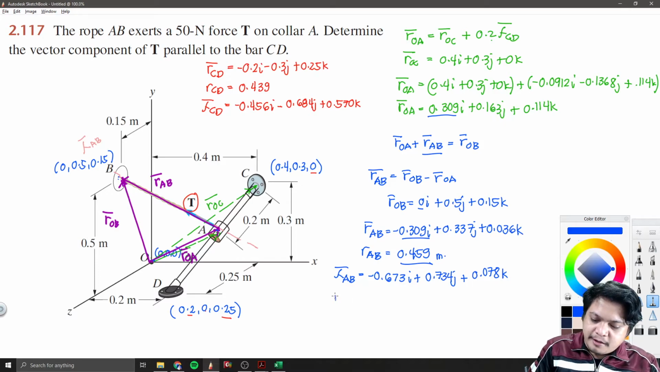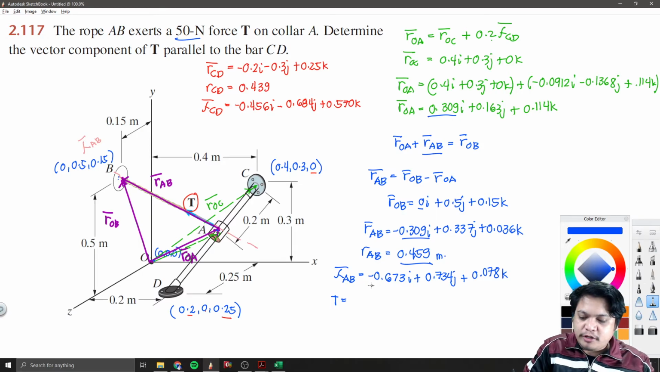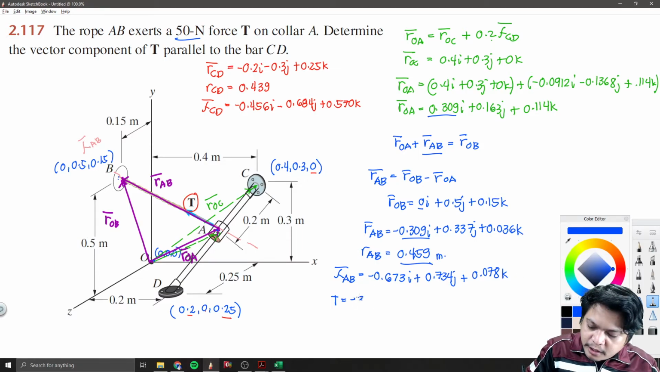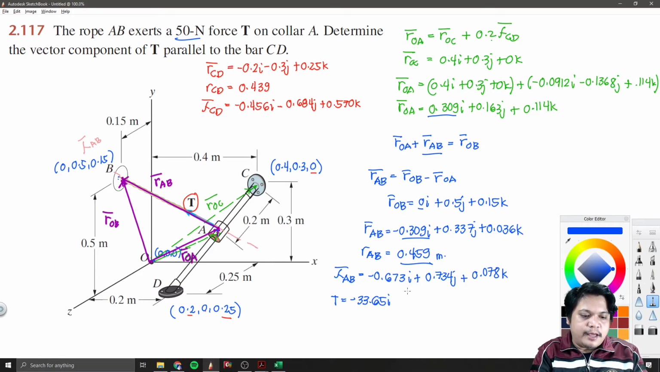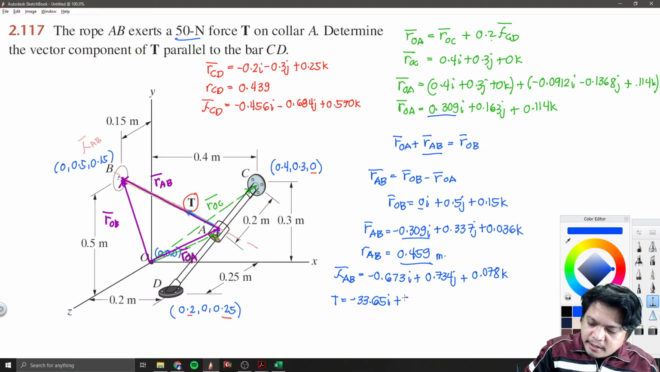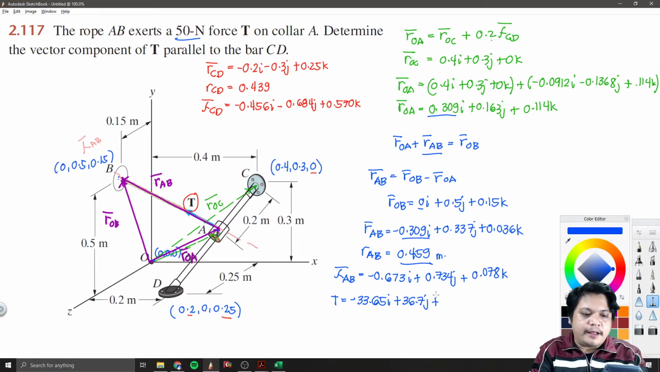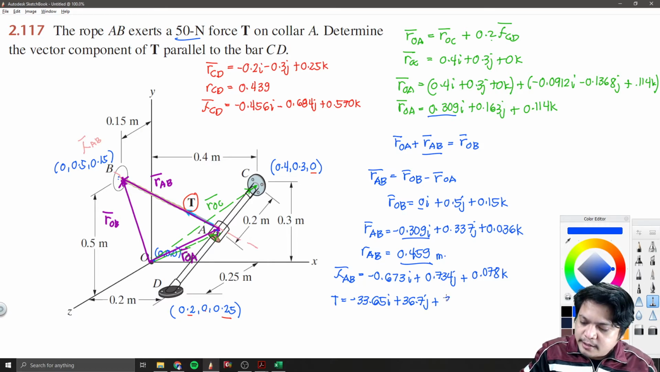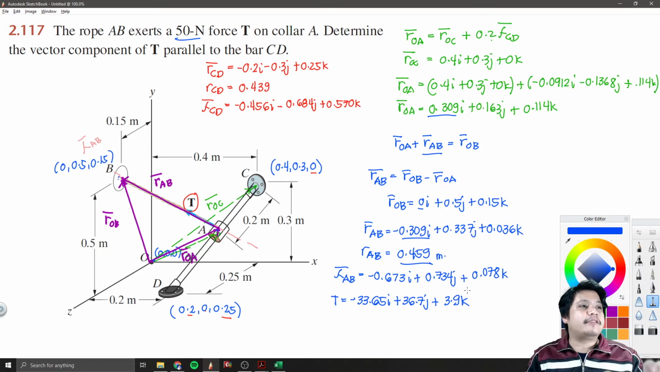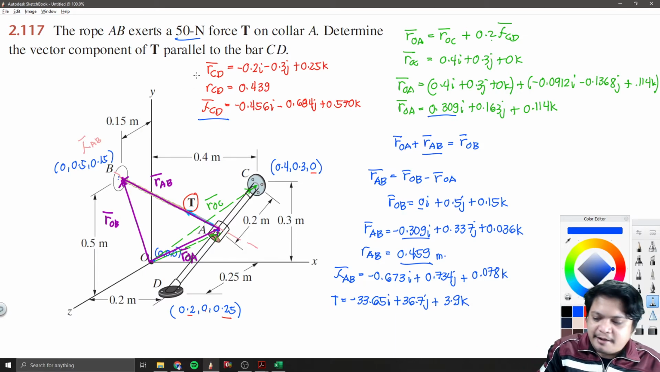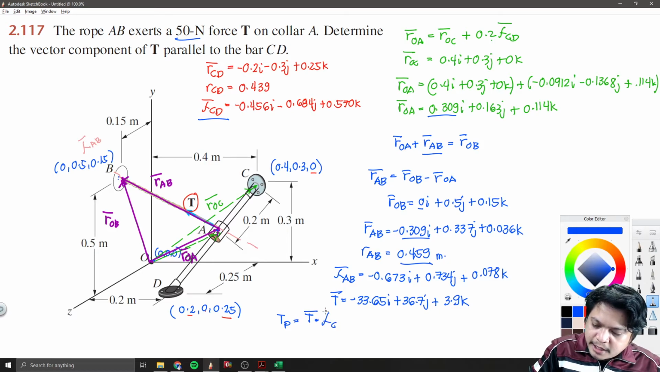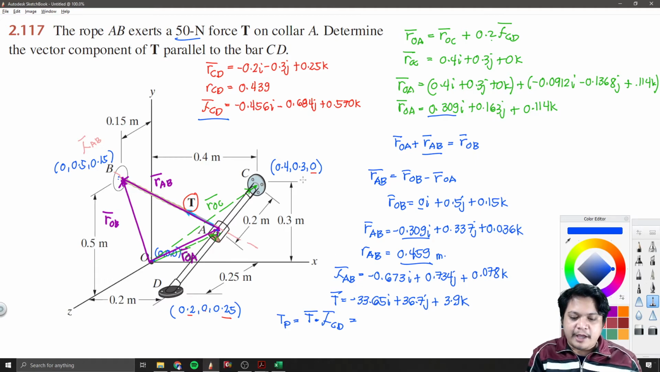So I could have now the tension. So i-multiply ko lang yung 50 Newton dito sa vector na to. Okay, so 50 times 0.673, so that is negative 33.65 of I, and then 0.734, so plus 36.7 of J, and then 0.078, so plus 3.9 of K. Okay? So meron na akong tension, and then ang gagawin ko na lang, kukunin ko na yung component sa CD. Walang problema doon. So I could just have it equal to tension parallel to CD. So that's equal to our tension T, the dot product natin sa CD. Okay? So ayun, kaya niya na i-dot product yan.